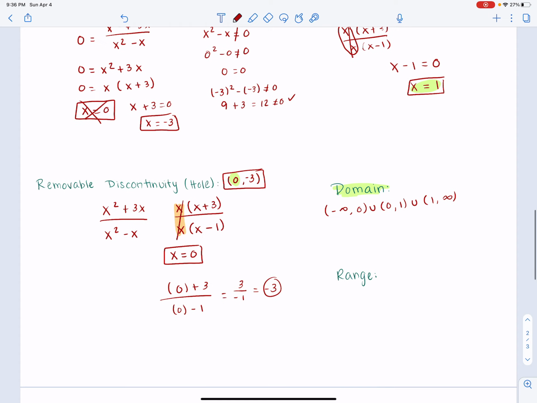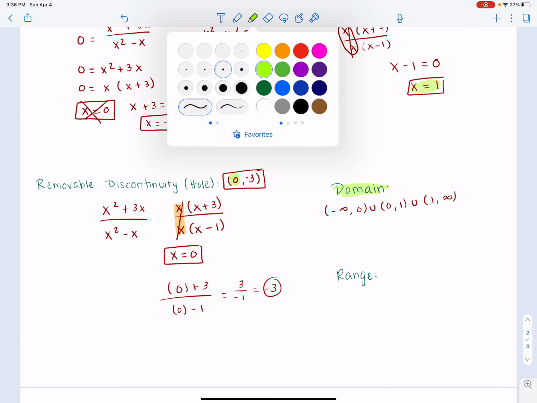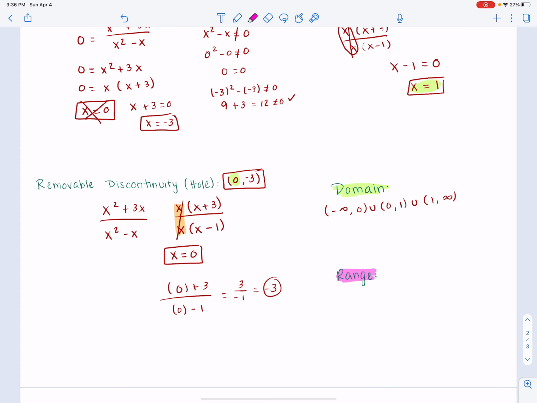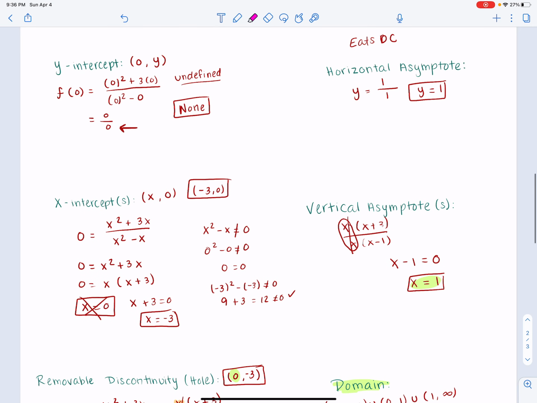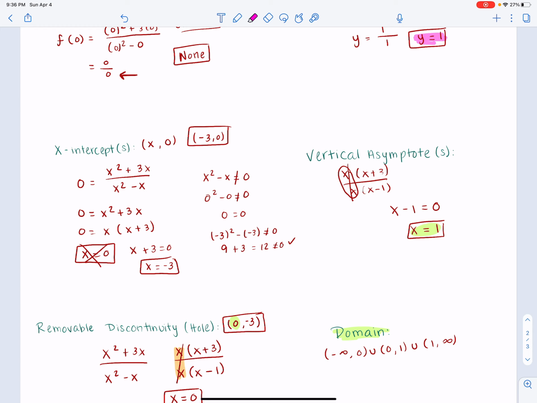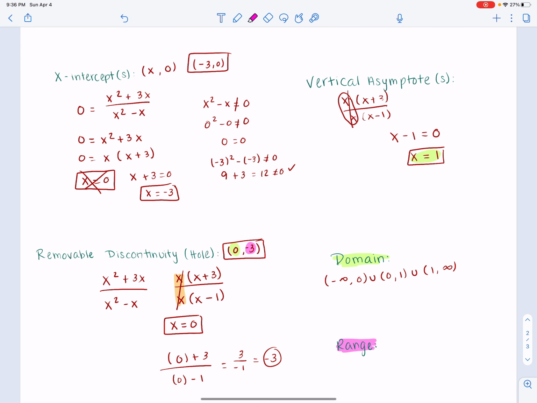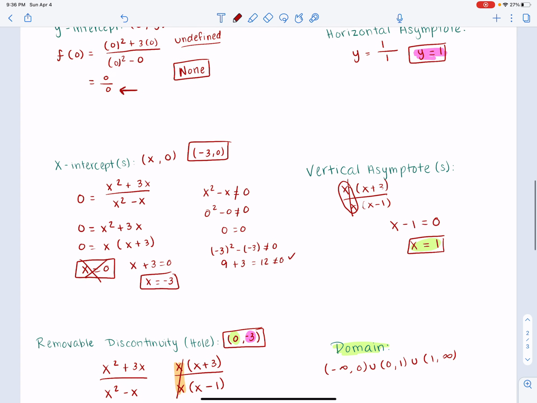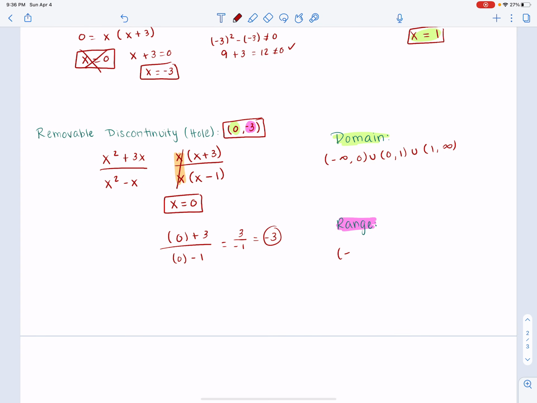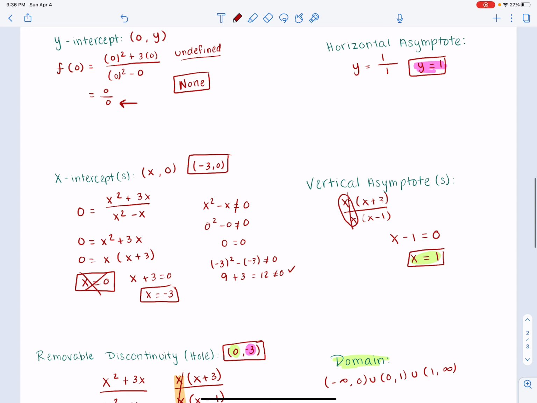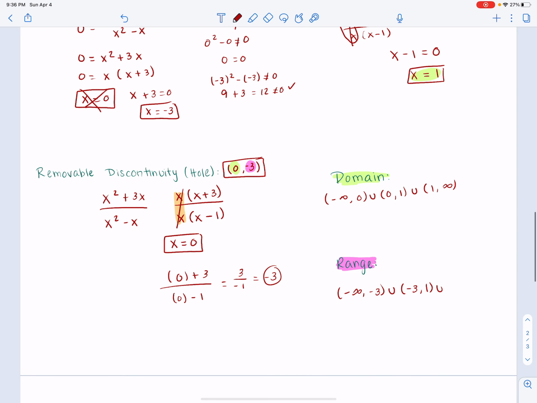My range is all the y values, except for the ones that we just realized we can't touch. So I will never touch this horizontal asymptote, except every once in a while that does happen. So later on, don't be scared. And I will never touch this hole. So my range is going to go from -infinity to -3. It's going to pick back up and go from -3 to my asymptote at 1. And then it's going to pick back up and go from my asymptote to infinity.